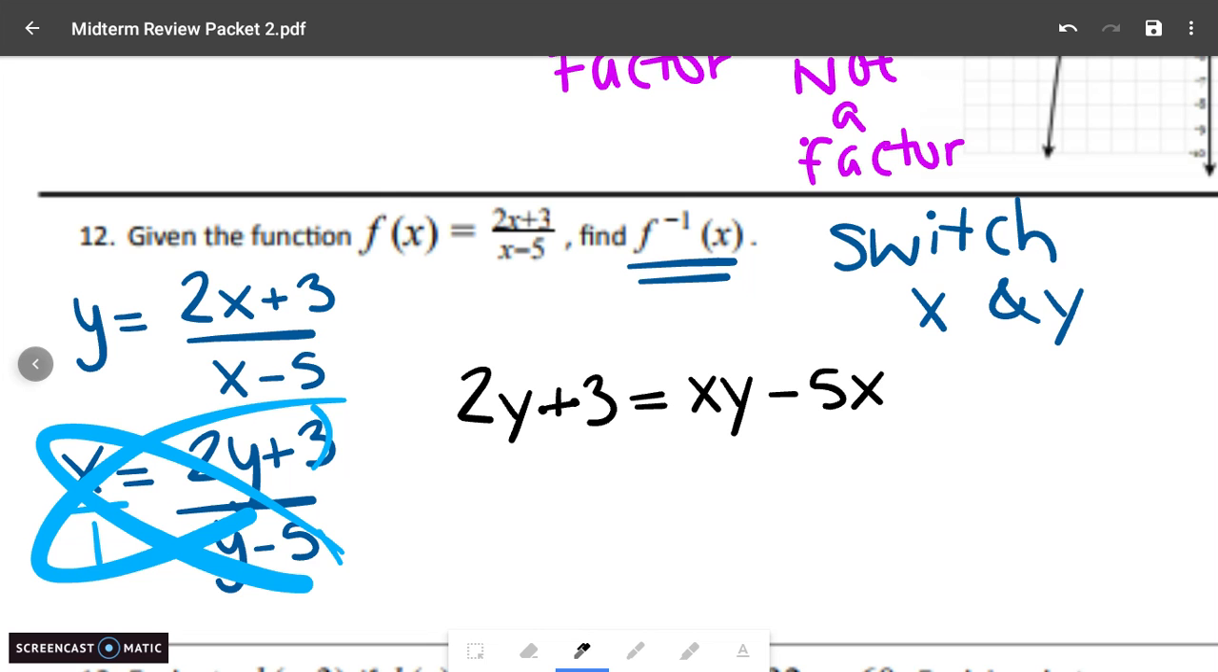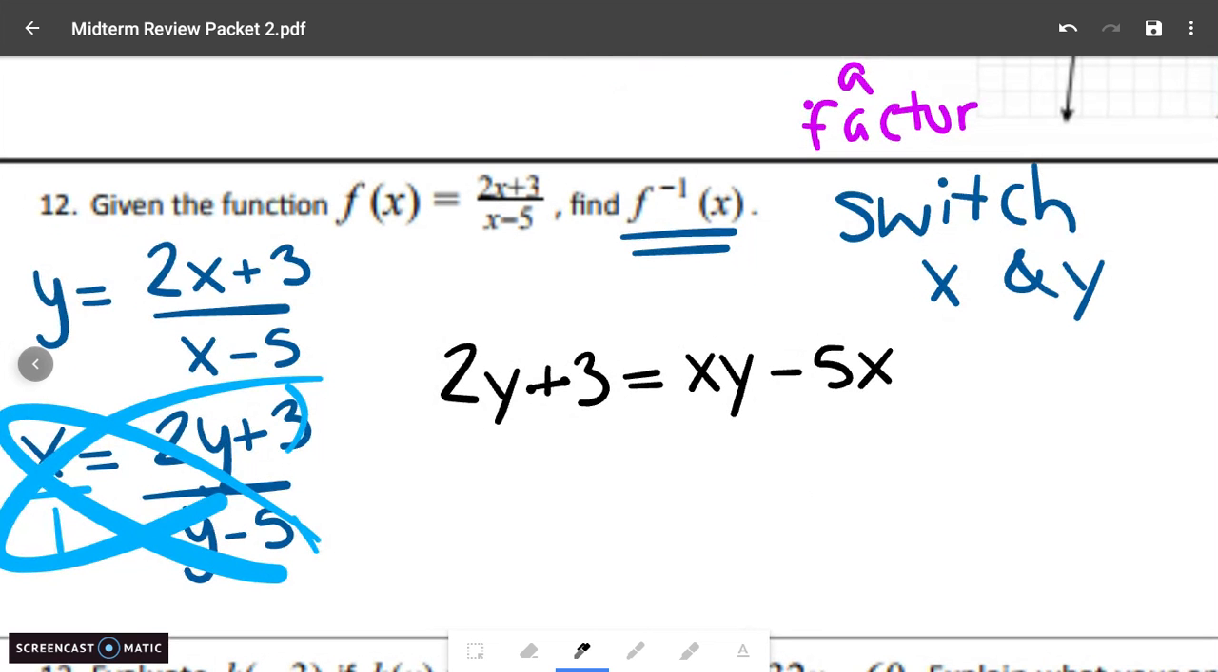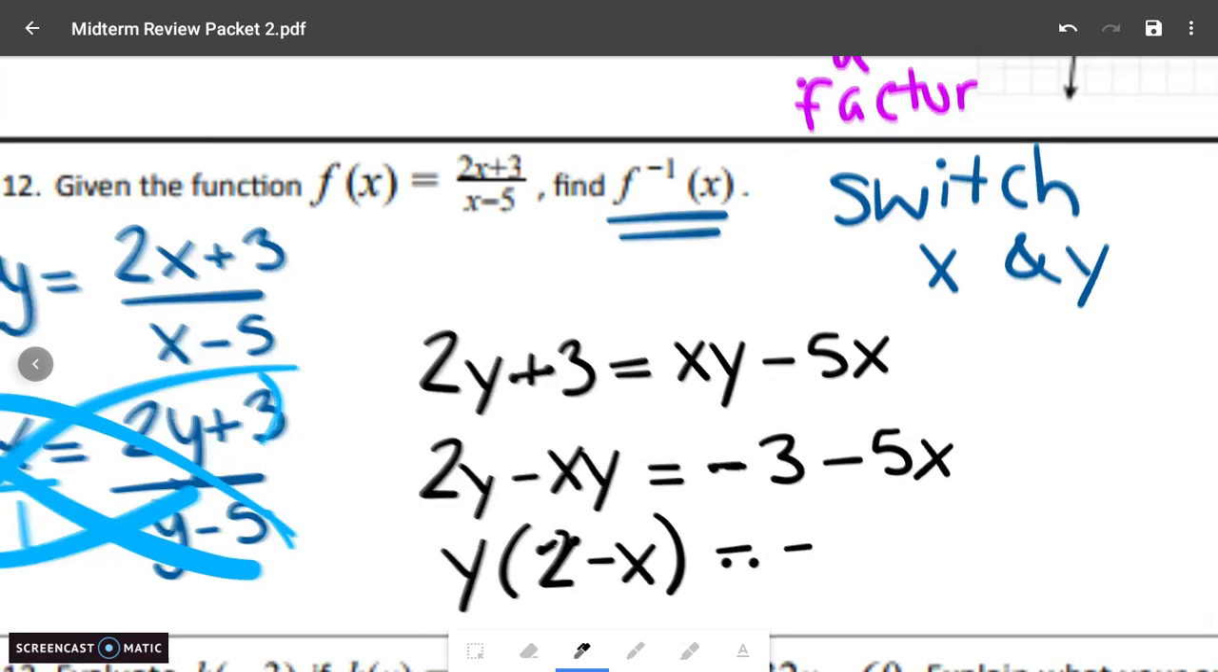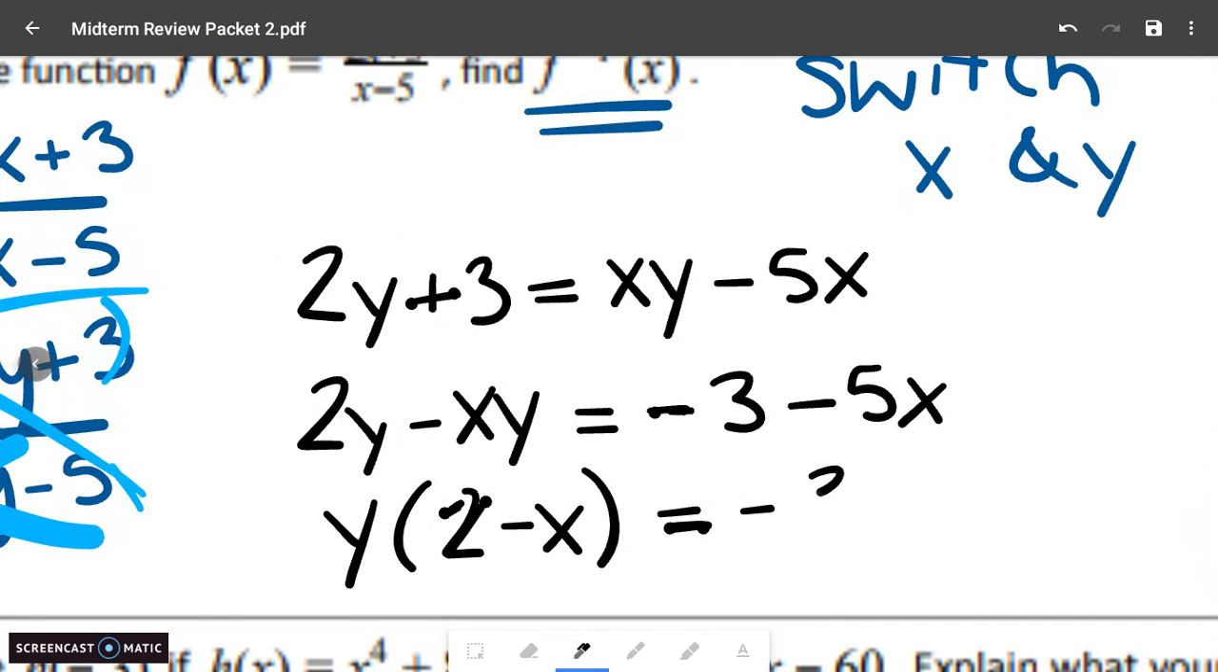And now our goal is to get y back by itself. So I'm going to move anything that has y to the same side. So I'm looking at 2y subtract xy, and I'm going to have -3 subtract -5x. I'm going to take the GCF out here and get 2 minus x equal to -3 minus 5x. Last step is to divide.